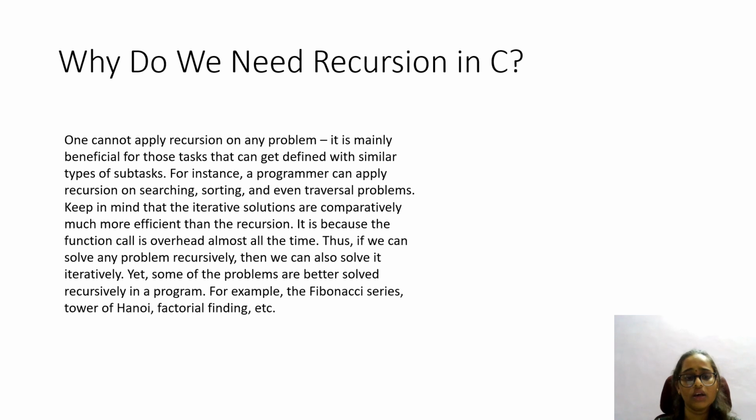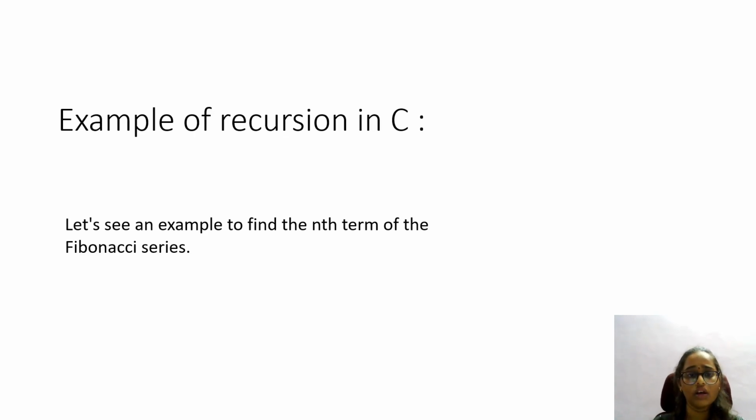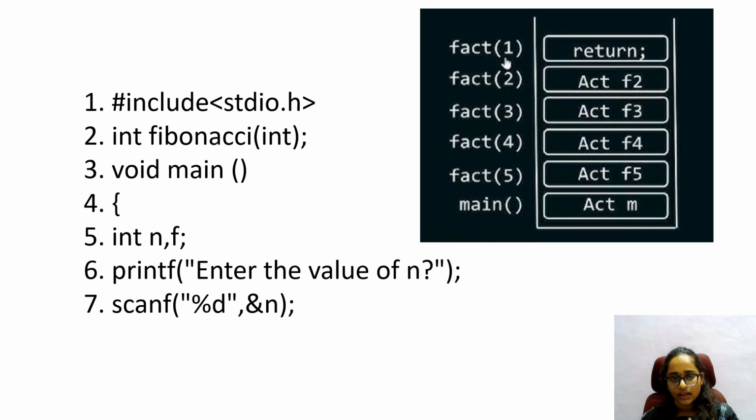For example, we can take the Fibonacci series, Tower of Hanoi, and factorial finding. All these things we find in recursion. In all these examples, we can see the recursion. The example in the recursion is the Fibonacci series. Let us observe the example here.